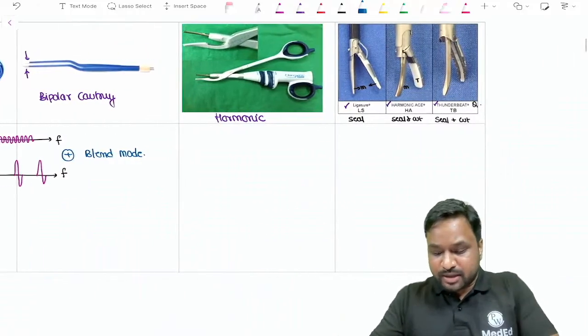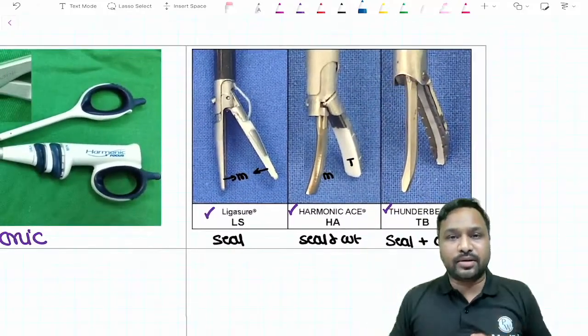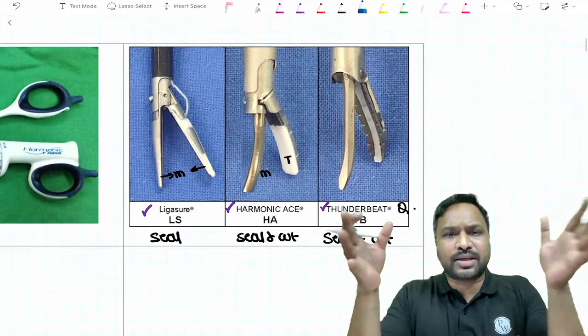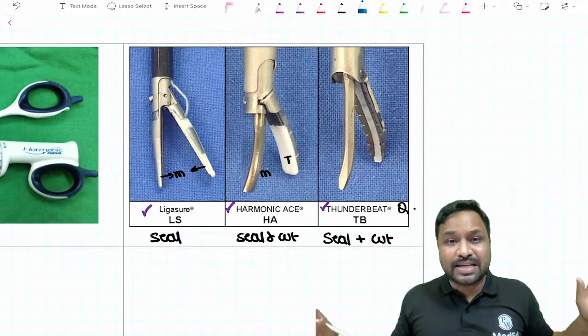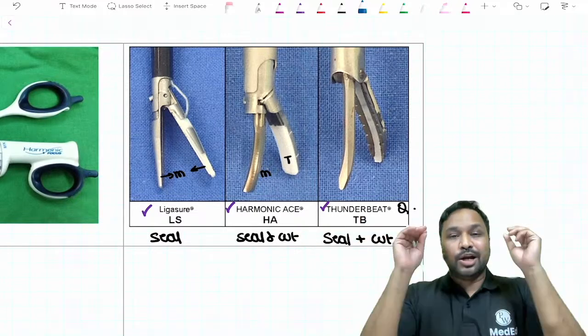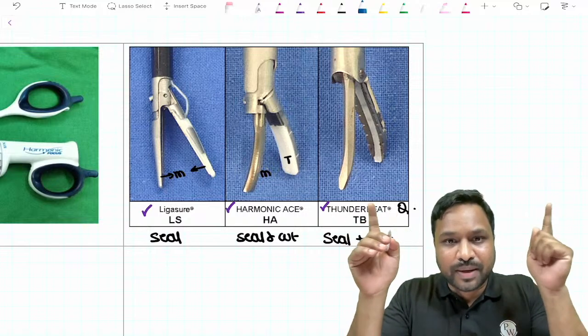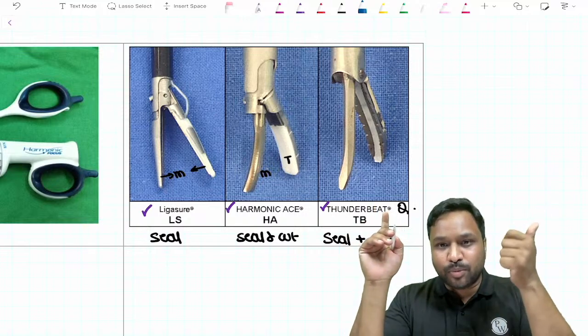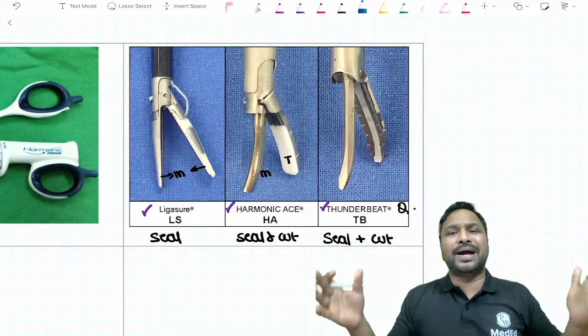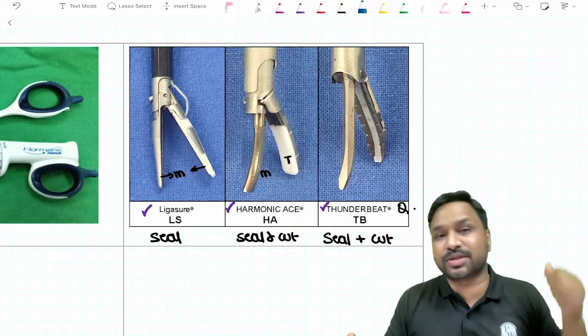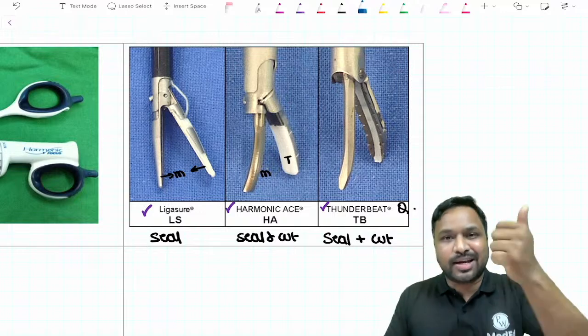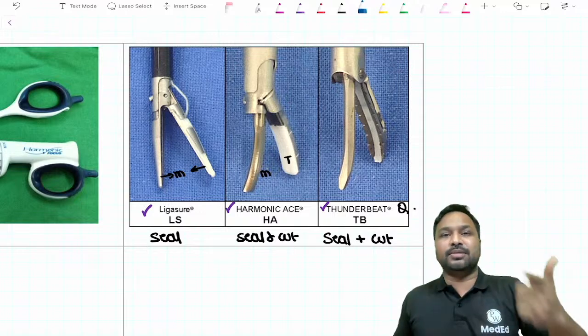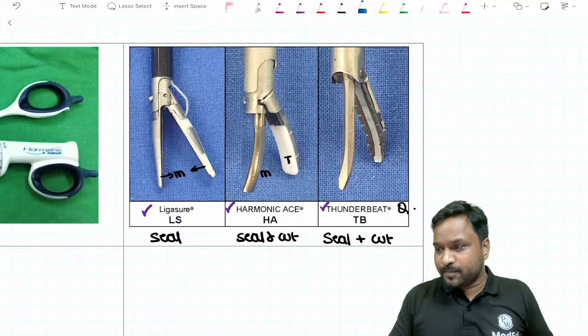Keep killing it. You have other energy sources which are going to be your new exam question. You have LigaSure, the Harmonic, and the Thunderbeat. All these are combined energy sources. Do not get bogged down by the names. Anything other than monopolar, bipolar, harmonic is a combined energy source. What is a combined energy source? It's a combination of both electrical as well as harmonic energy, which is nothing but vibrating energy. All right.